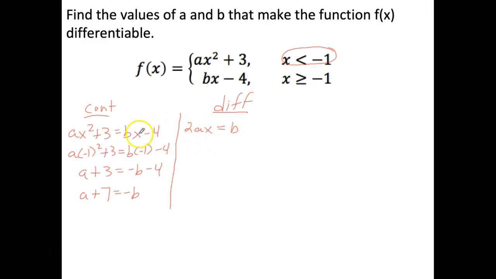Now also remember, just like we did over here, we know what x value we're trying to check it at. We're trying to check it at -1. So let's plug that in.